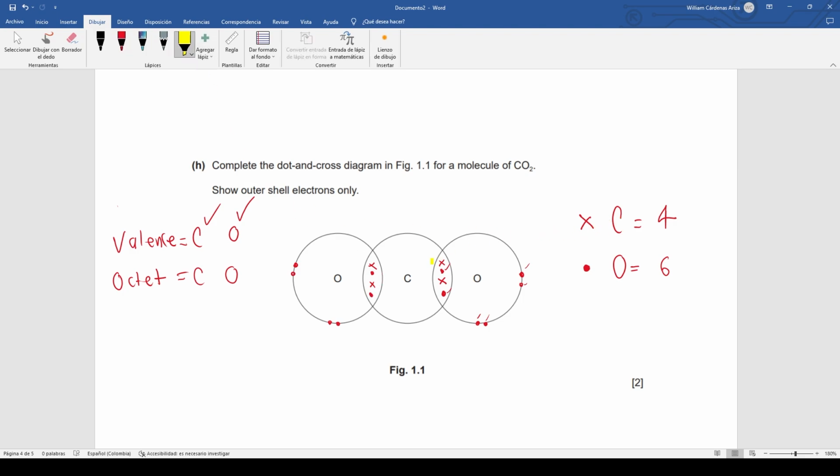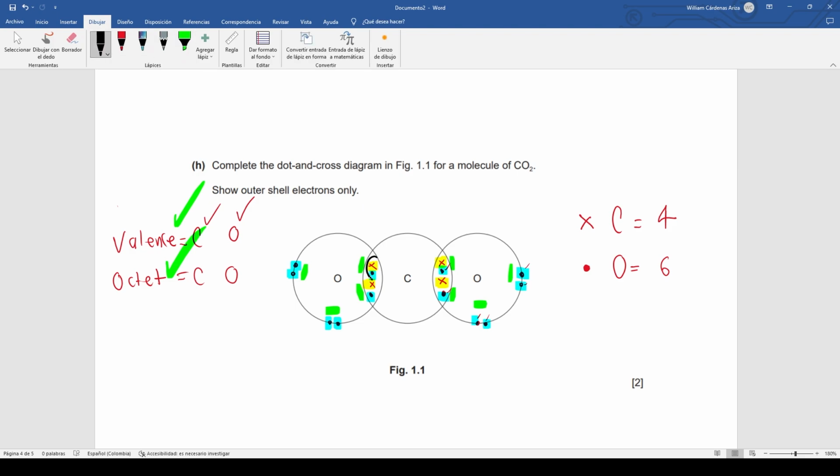Valence for carbon is 5 crosses. So we have the 5 crosses here. And valence for oxygen is 6 dots. We have the 6 dots here. Same here. And at the end, what we will need to check is the octet. So each atom here has 8 electrons. 2, 4, 6, 8. For this oxygen, same for this one. And the carbon has 8 electrons also. So if they both have the valence and the octet complete, that means that the exercise is correct.